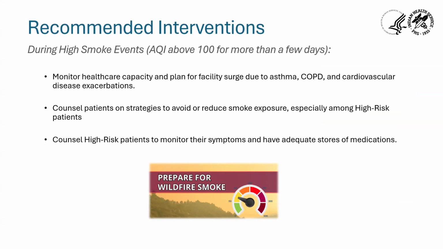So next up, like we talked about earlier with the increased ED visits and hospitalizations for wildfire smoke events, you want to monitor your healthcare capacity and plan for a surge due to asthma, COPD, and cardiovascular disease. Include that in your emergency plans to plan for surges during these events. Again, you want to counsel patients on specific strategies to avoid smoke, like staying indoors, monitoring your local AQI information, and locations of clean air shelters, things like that.